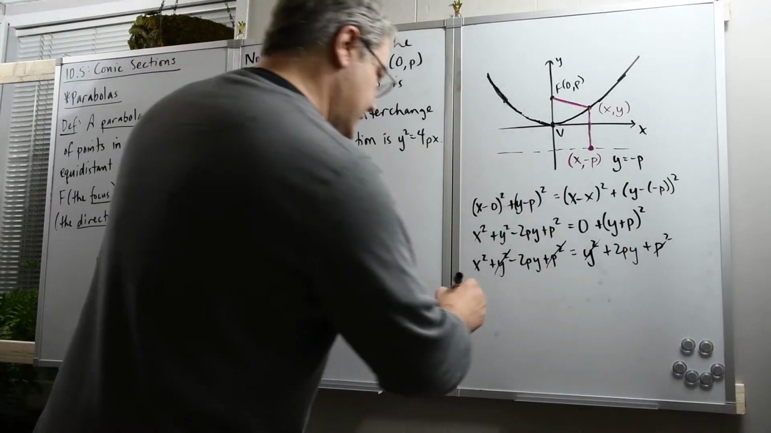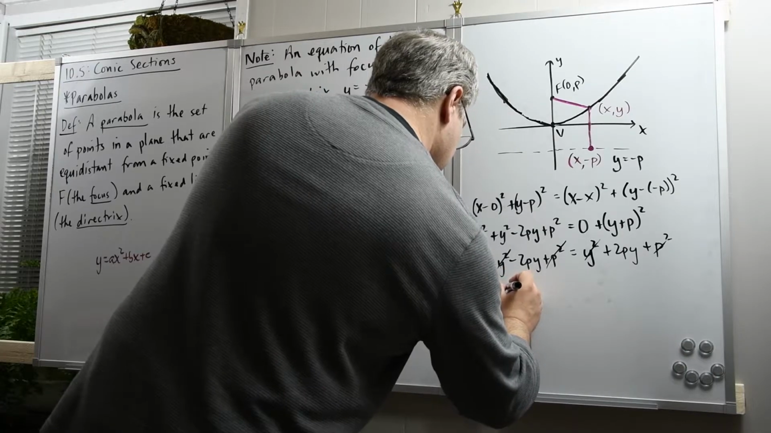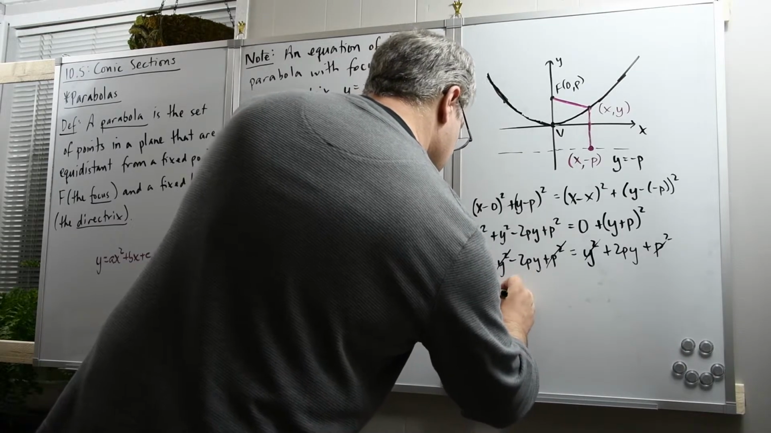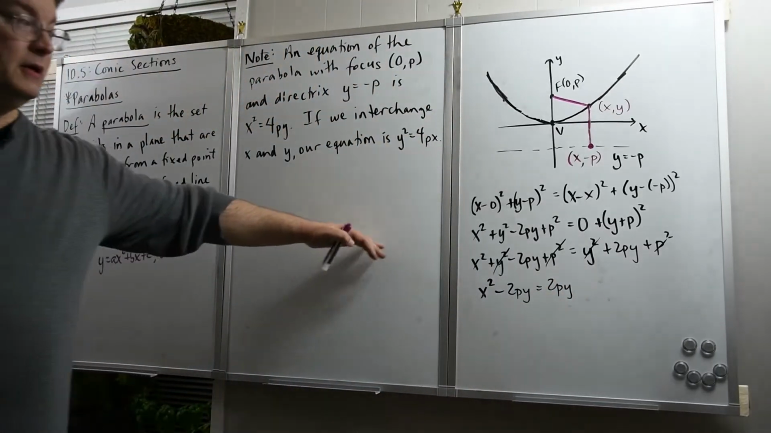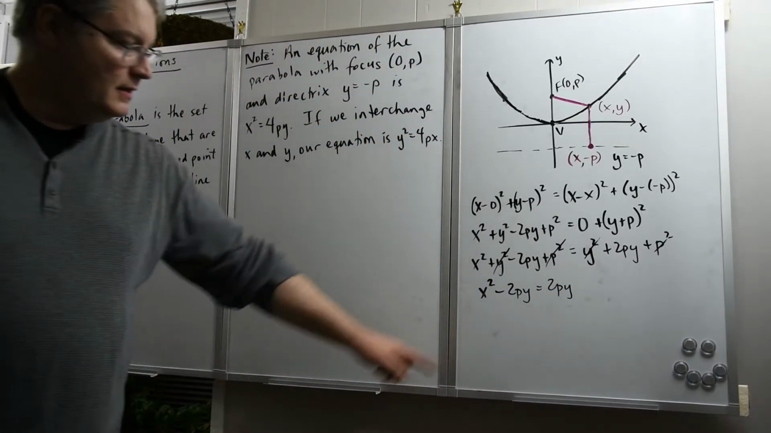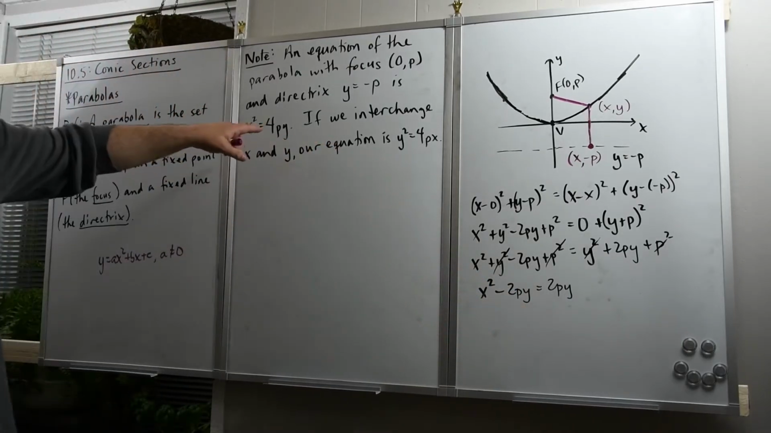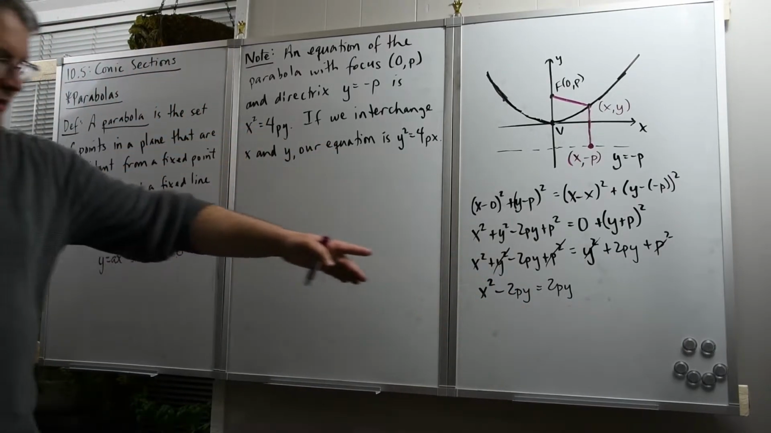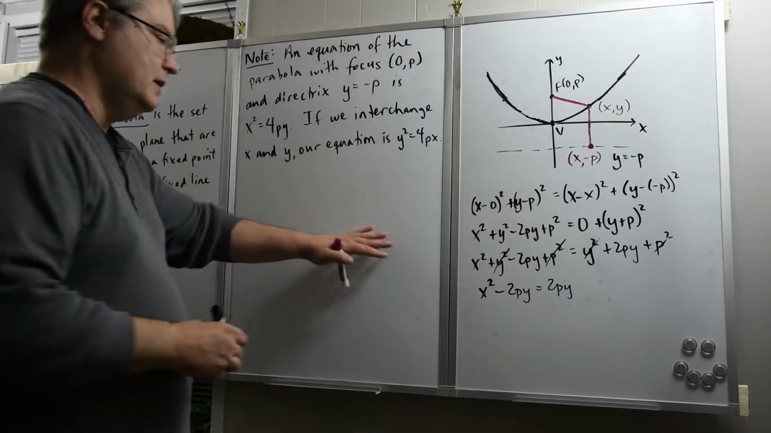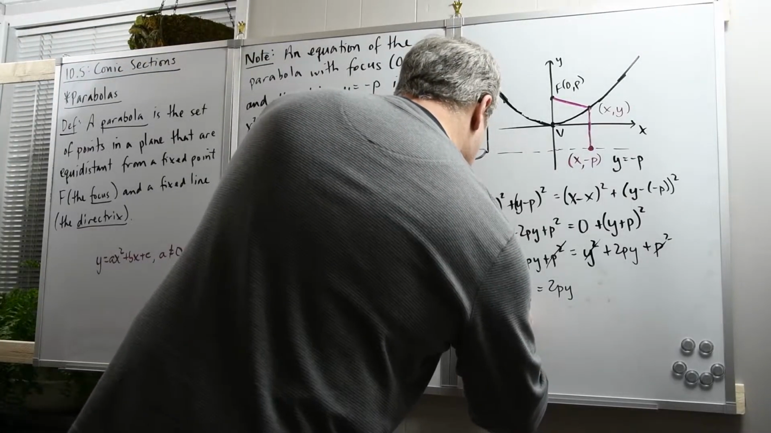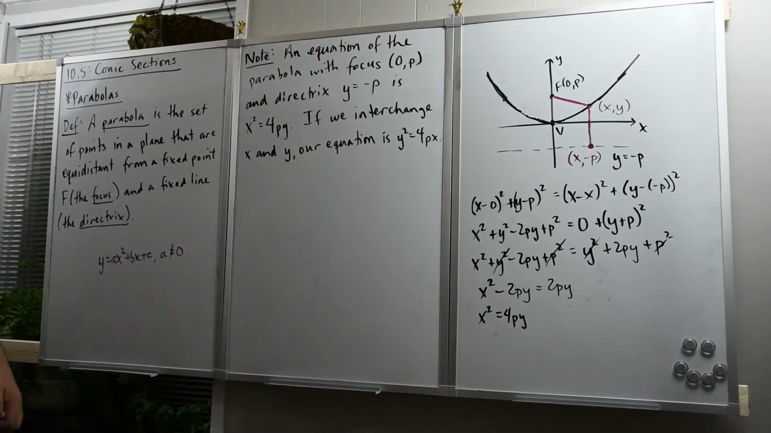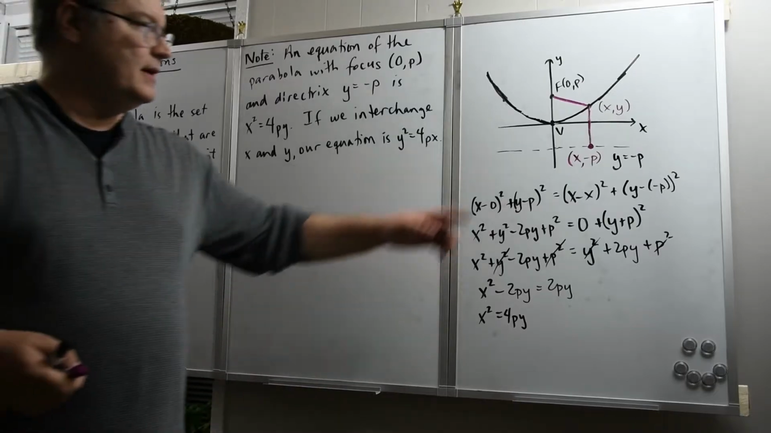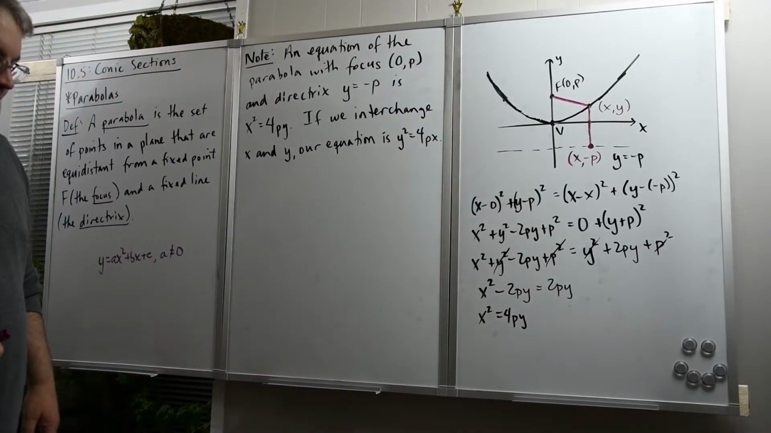So what you're left with is x squared minus 2py is equal to 2py. Now all I have to do to get this standard form equation is add 2py to each side, and that'll give us x squared is equal to 4py. Keep in mind that this is based on the assumption that the vertex is at the origin.